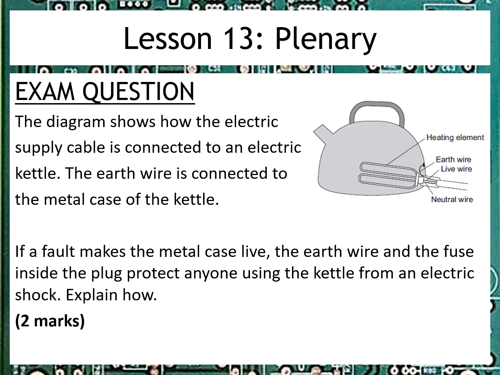So here's a typical exam question. You often get questions about electrical safety because it's obviously very, very important. And in this case, they're showing a kettle with an earth wire, live wire, neutral wire there, and they're asking us if a fault makes the metal case live, the earth wire and the fuse inside the plug protect anyone using the kettle from an electric shock. Explain how. And in this case, they're only offering 2 marks, which means they're not really looking for a very in-depth answer.